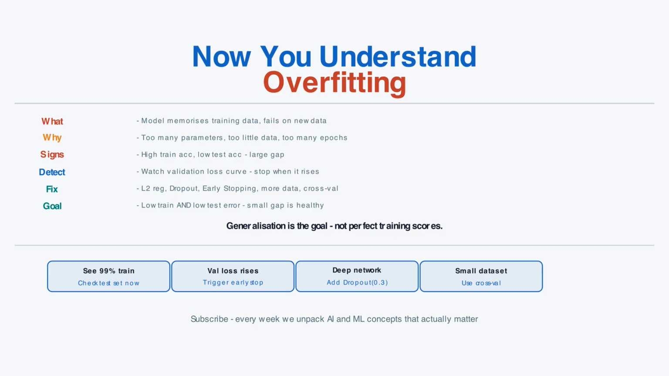The goal is not a perfect training score. The goal is a model that generalizes, one that performs almost as well on new data as it does on training data.